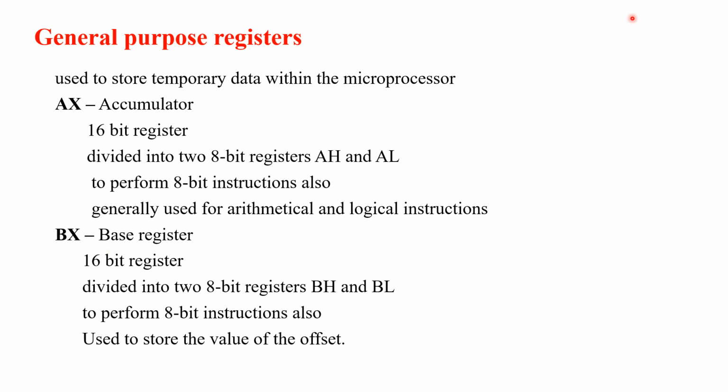Base register, 16 bits, can also operate as two 8-bit registers BH and BL. The base register is utilized for base addressing in memory. It can hold data or addresses, making it essential for data manipulation. BH, the high byte of base register. BL is the low byte of the base register.